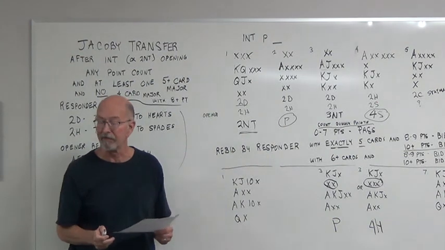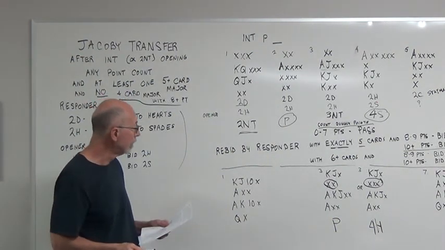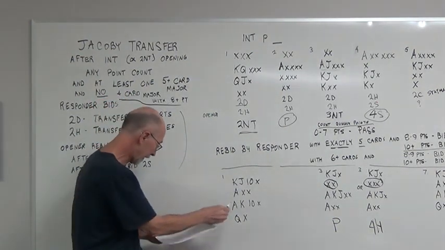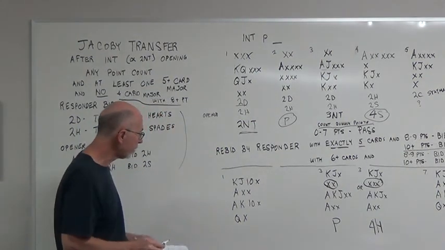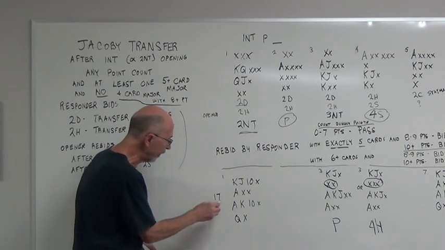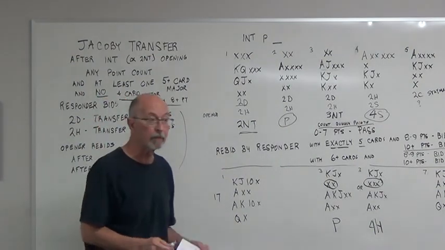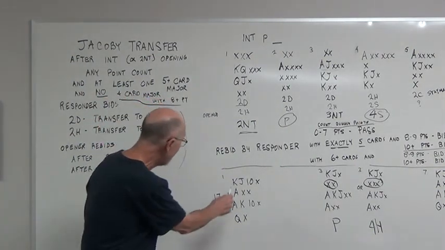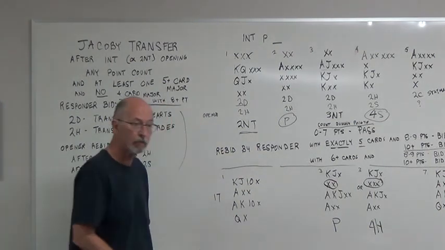8 to 9 points and 5 hearts, right? So how many points do you have? 17, right? And no trumps, you just count the high card points. Did I count that right? 7, 8, 15, 17 points.